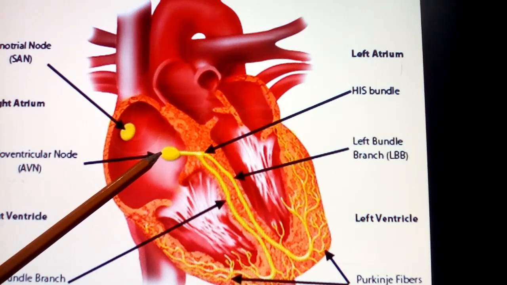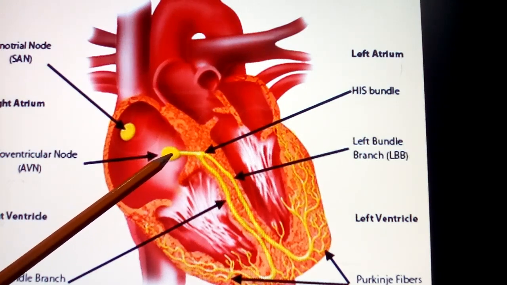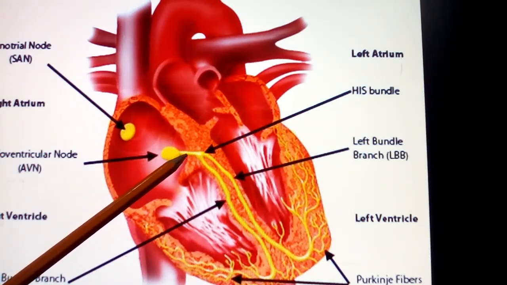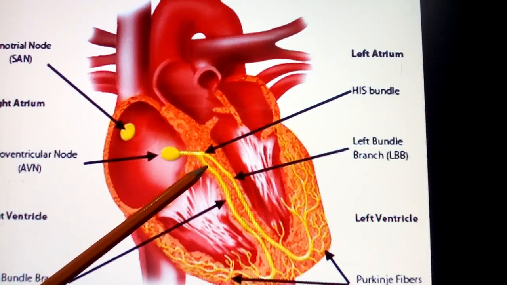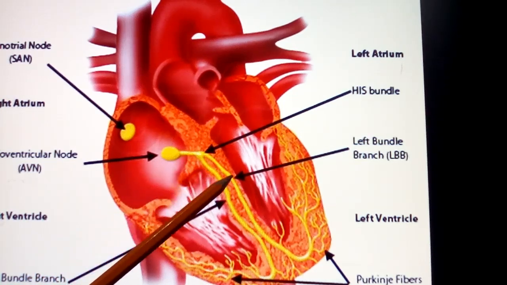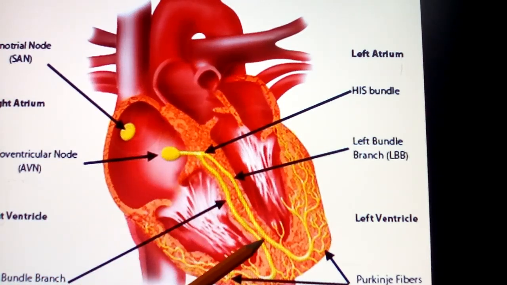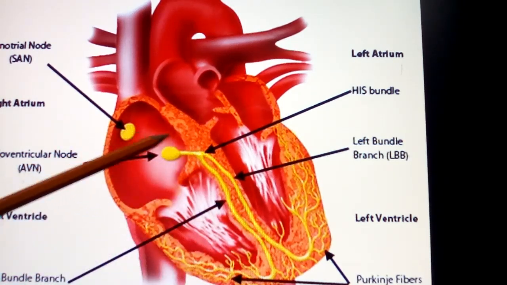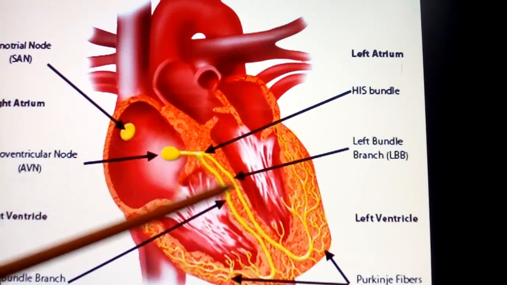That'll receive the impulse and delay it for about 1/10 of a second. Then it will go through the AV bundle, or bundle of His, split into right and left bundle branches, move to the apex, and then split into all these Purkinje fibers that carry the impulse throughout the heart. So that's the normal pathway and some of the timing for this impulse to sweep through the atria and the ventricles.